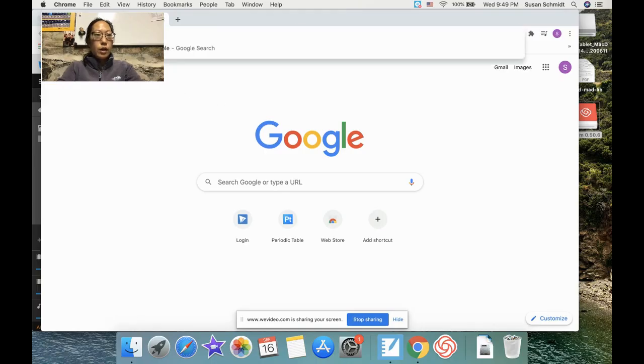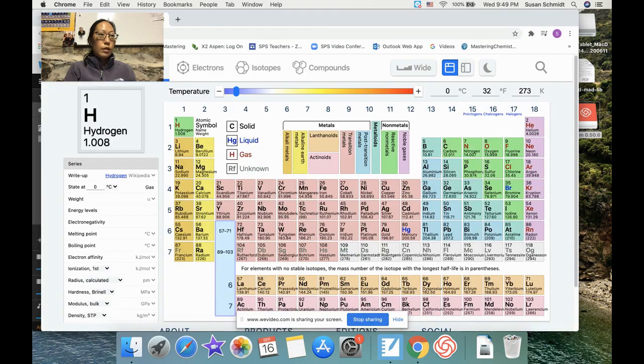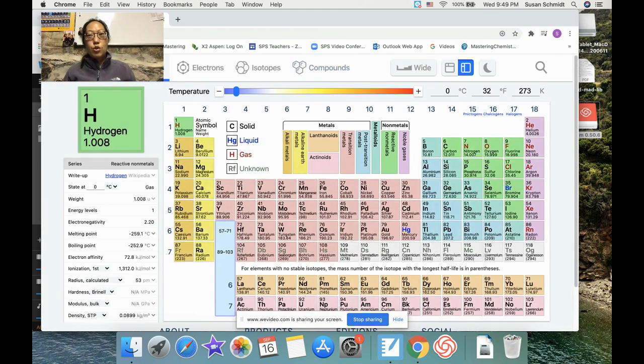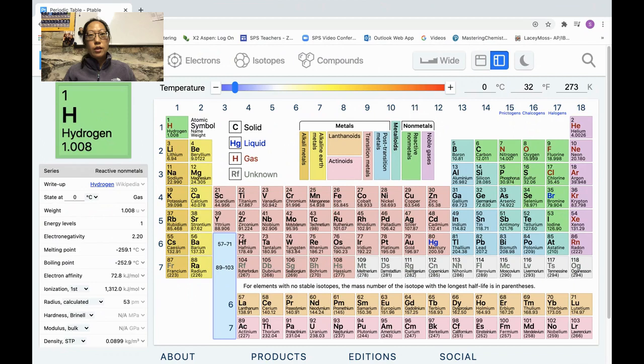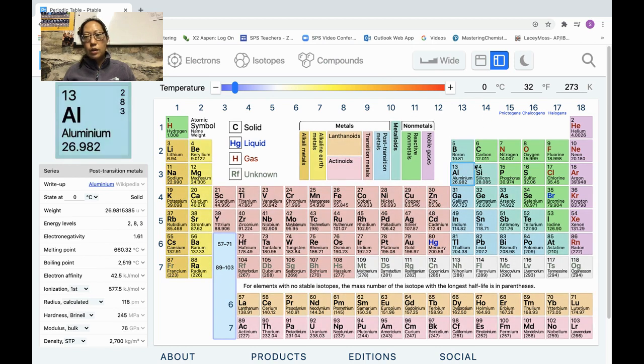This is an online periodic table. It's called ptable.com. I really like this periodic table. You can change features on it. You can look up different information. If you click on any of these, it will give you information on the periodic table elements. But if you take a look here, our stair-step line went kind of like this.